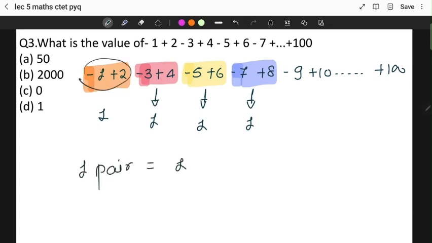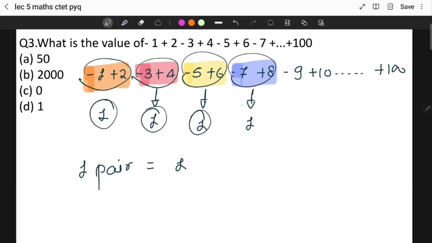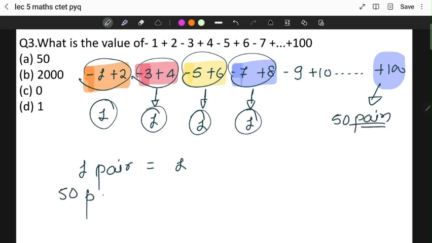So each pair gives me a value equal to 1. A pair of two numbers gives one value. So how many pairs can be made out of 100 numbers? 50 pairs can be made out of 100 numbers. Am I right? So for one pair I get one value, so for 50 pairs, how much will I get? 50. So 50 is the right answer for the given question.